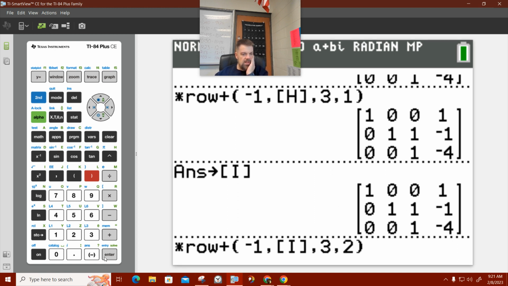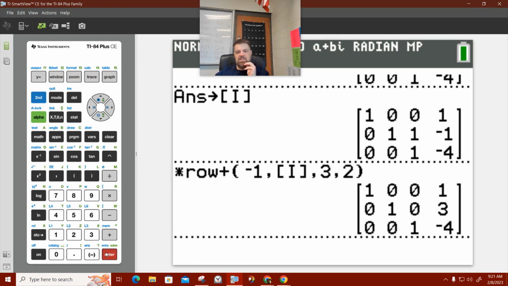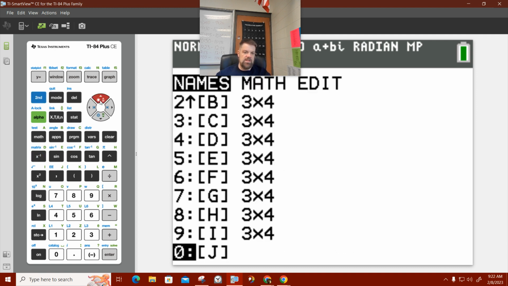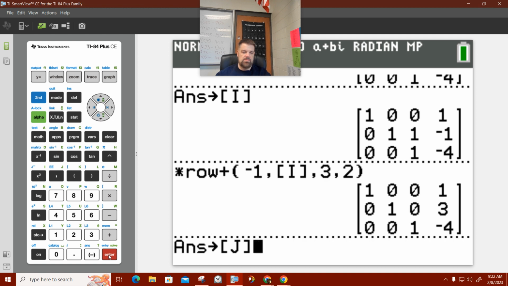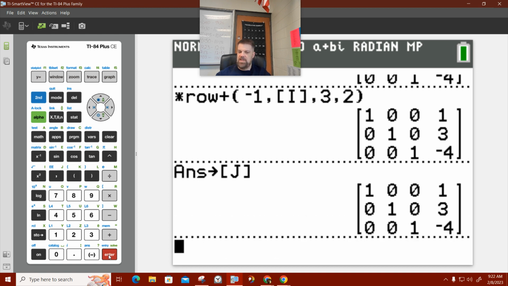Okay, well, bam, with the bacon sizzle, X equals 1, or I'm sorry, actually it's A equals 1, B equals 3, C equals a negative 4. That's our solution. I'm going to store that to matrix J. Now I got to scroll down, I think. Yep, 0. Bam. There it is. So now this is J, which is with the work.